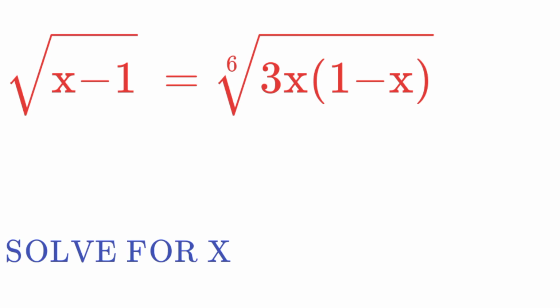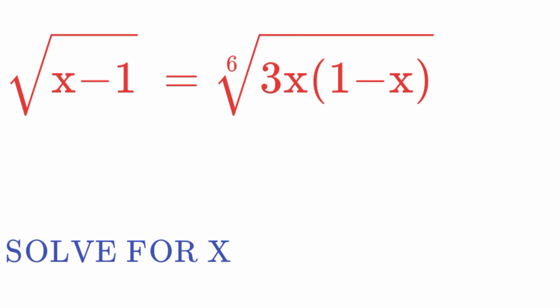In today's tutorial, we have the question: the square root of x minus 1 is equal to the sixth root of 3x into 1 minus x, to solve for x. How do we go about that? Without much ado, we just get straight into our work.